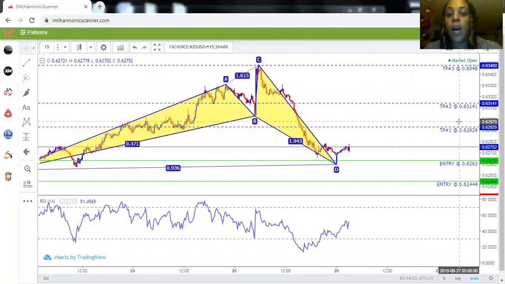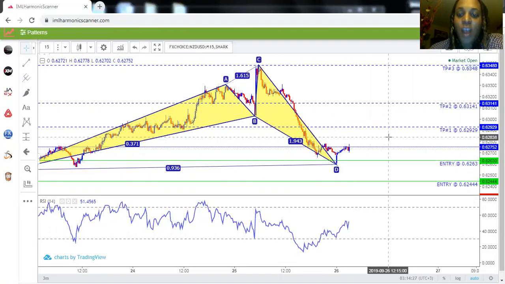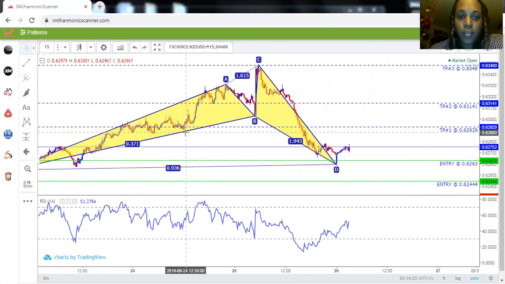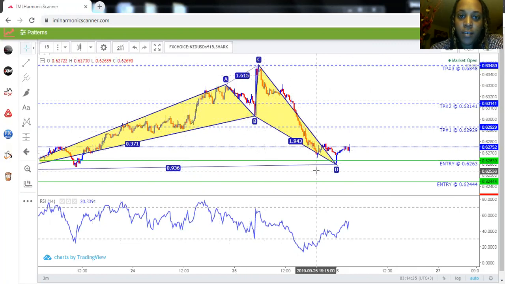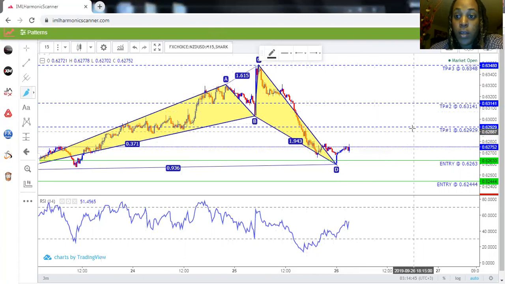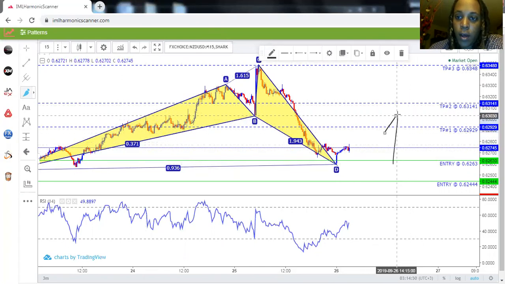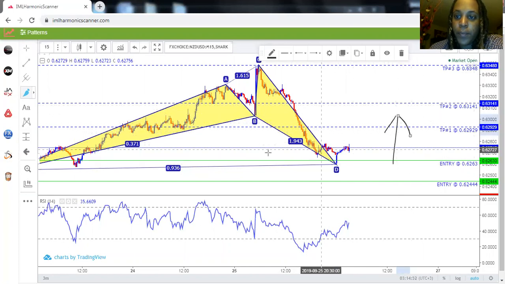So, the harmonic scanner. Now, this is the harmonic scanner. And as I mentioned before, you have two types of pattern. You have the M pattern, and then you have the W pattern. So when you see an M pattern, it usually means that we're looking to sell, sorry, we're looking to buy the market. So we're looking for the market to go up, right?